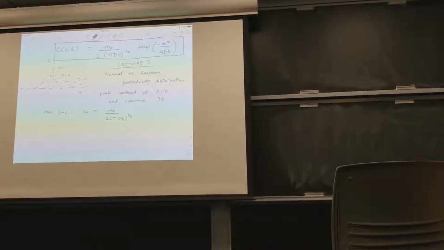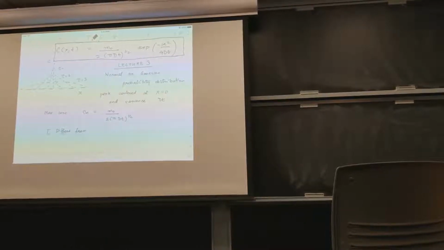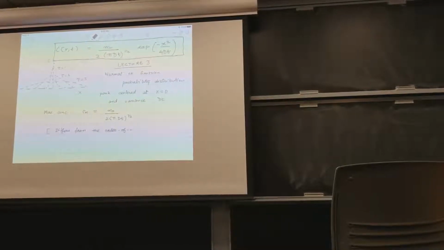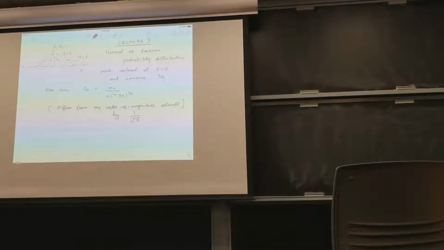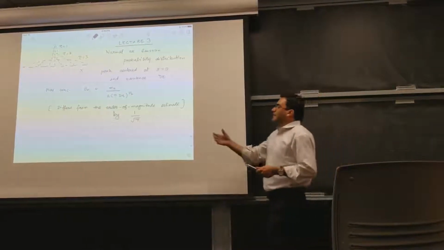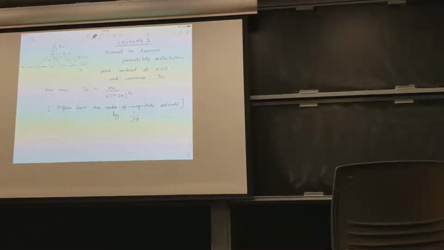And if you look back in your notes, what you find is that the exact answer differs from the order of magnitude estimate by 1 over square root of pi. So that's pretty reasonable. So this is the power of order of magnitude estimates and scaling analysis, which is something that we want to really master through this course.